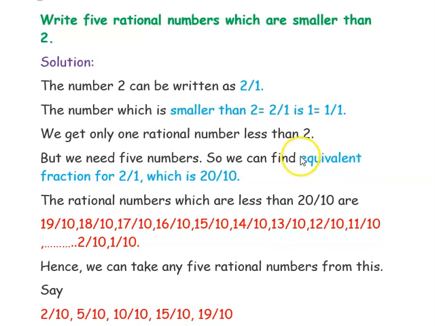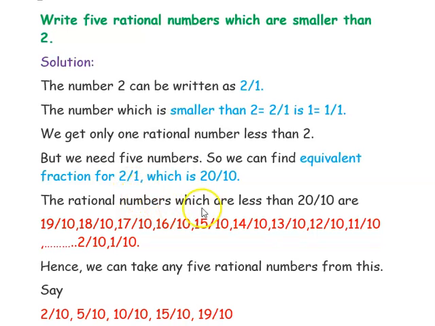So what we are going to do is, we are going to find an equivalent fraction for this 2 by 1. So let's consider, we'll multiply with 10 in the numerator and 10 in the denominator. If you multiply like that, you will get 20 divided by 10, which is an equivalent fraction of 2 by 1, which is the same as 2 by 1.